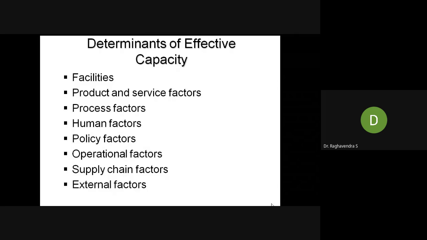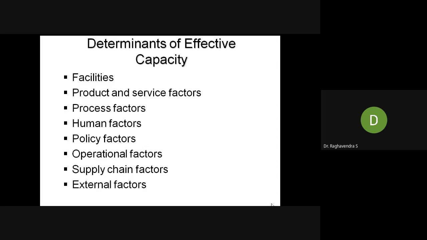Next, operational factors. How to operate. If you design or invent a medicine for some disease, then there are operational factors. First, they should check it. They should take trials on many processes, many things, many animals. Then finally, they should give it to human beings. So supply chain factors are also very important.